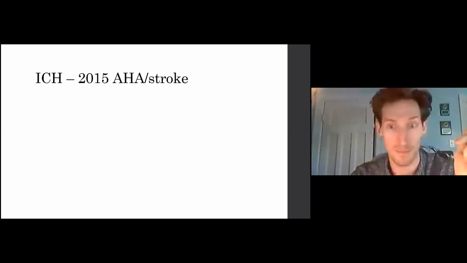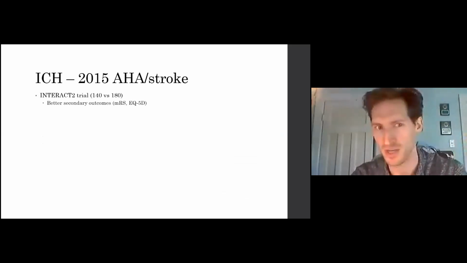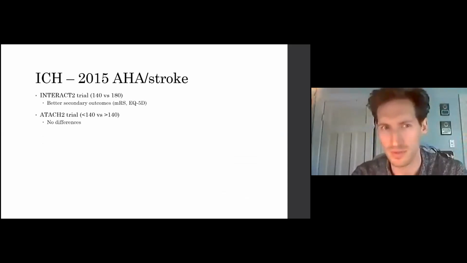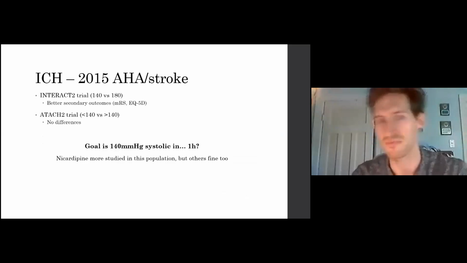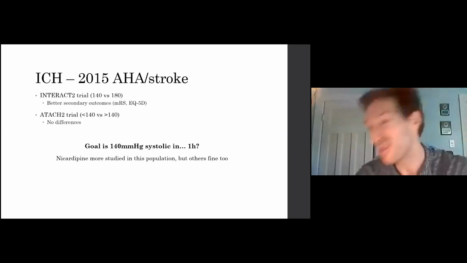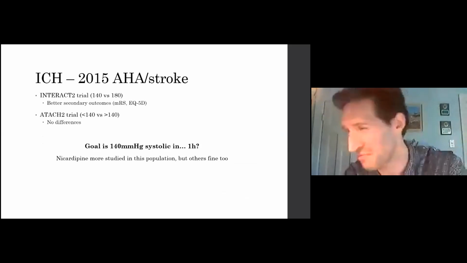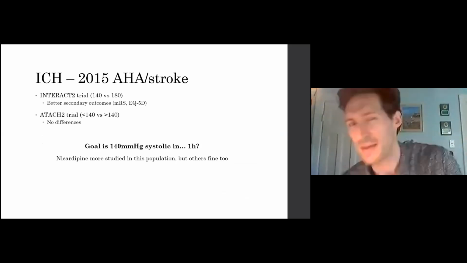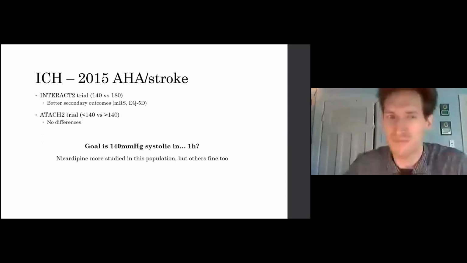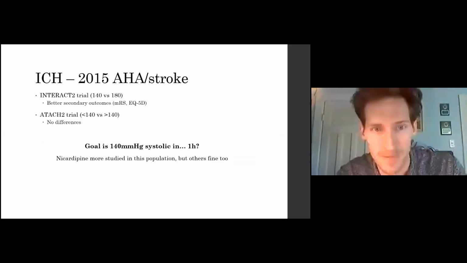Brain bleeds. Basically, most of our knowledge of blood pressure control in these patients comes from 2 trials, the INTERACT 2 and the ATACH 2 trials. And basically, we sum it up by saying that we should aim roughly at 140 in an hour. That was the trial design, although it wasn't really followed that well during the trial. So our best guess is that that's what we should aim for, to reduce the bleed, but also to make sure that the patient's still well perfused.